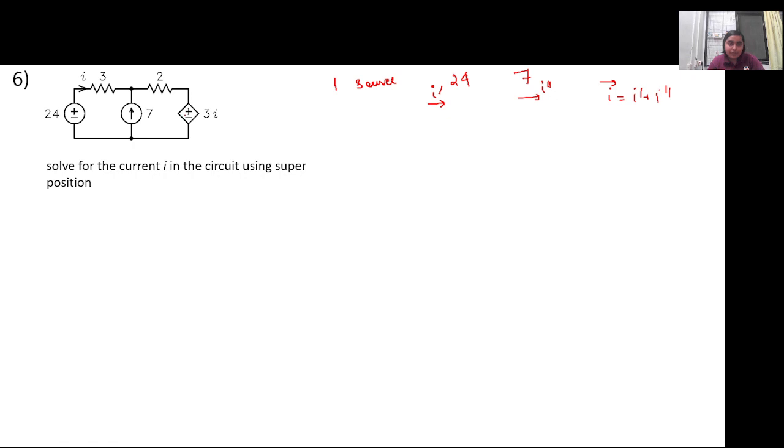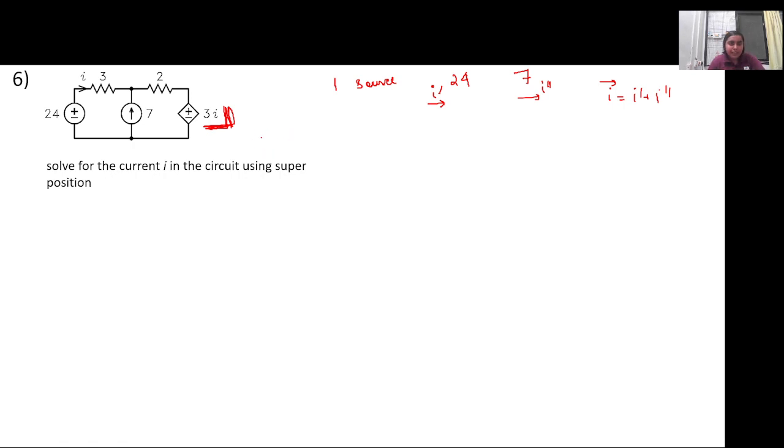But when dependent sources are present, we would do the same thing, except that we keep the dependent source as it is, as we have kept it in the case of Thevenin's theorem. So in all these network theorems, the dependent source we keep as it is. So how will we solve this? See, this is the simplest problem in network theorems. When it gets complicated, these network theorems will make it easier to solve the circuit.